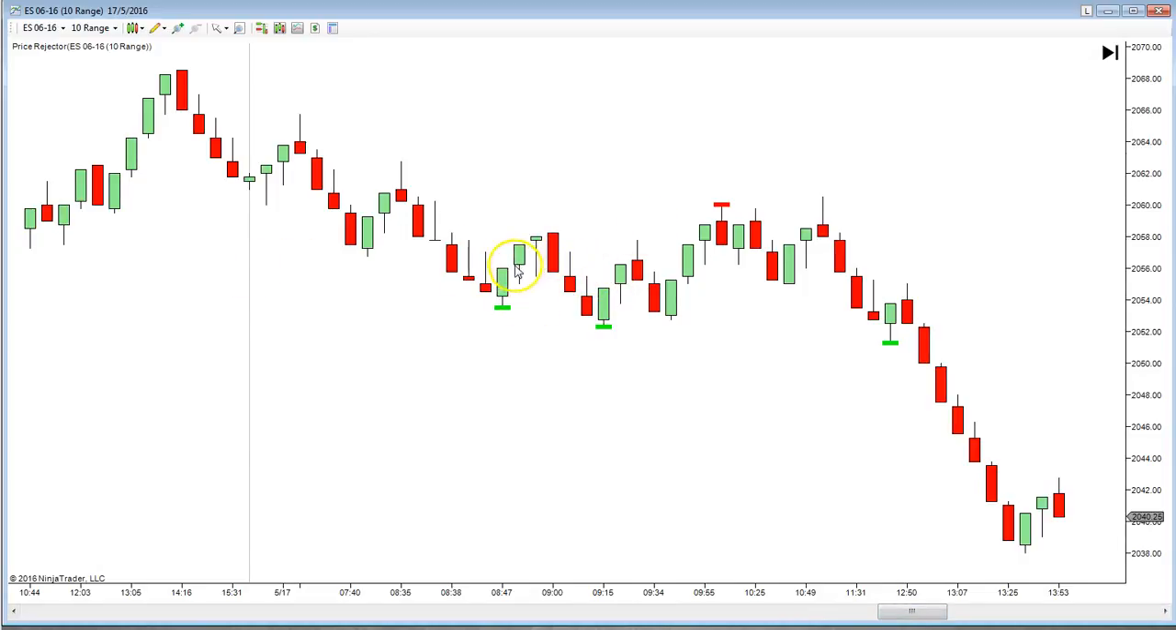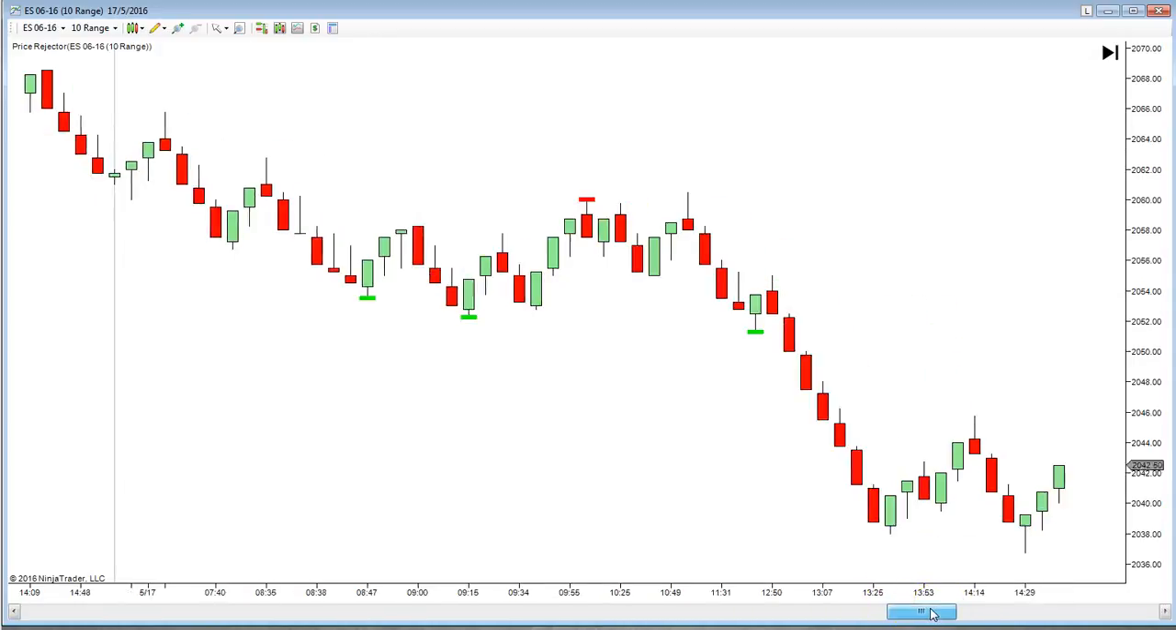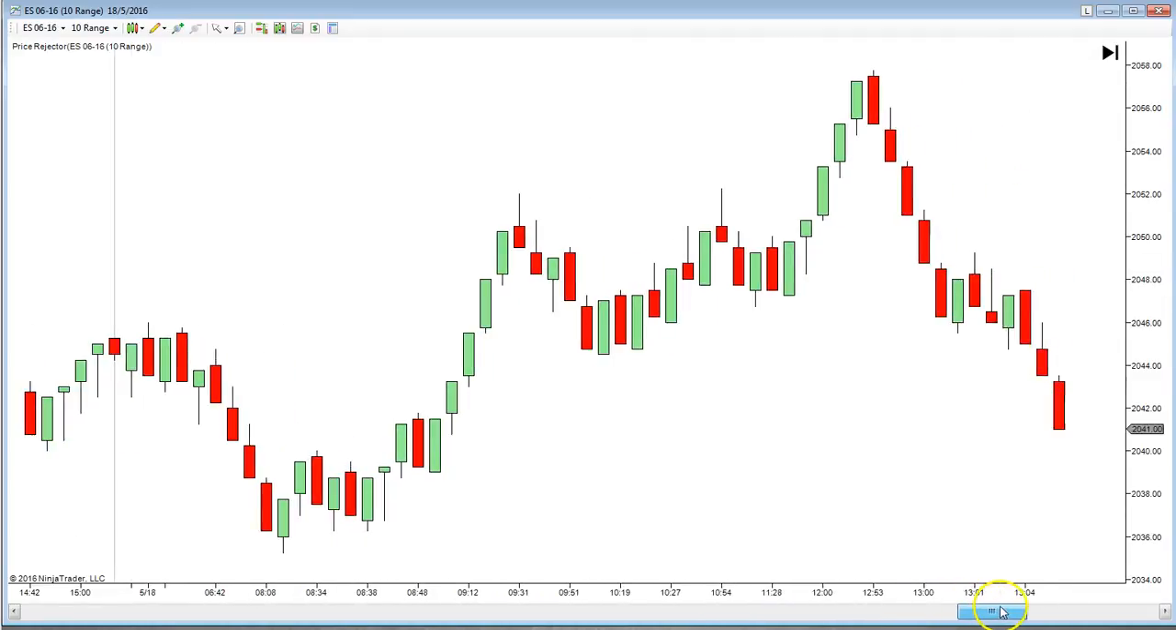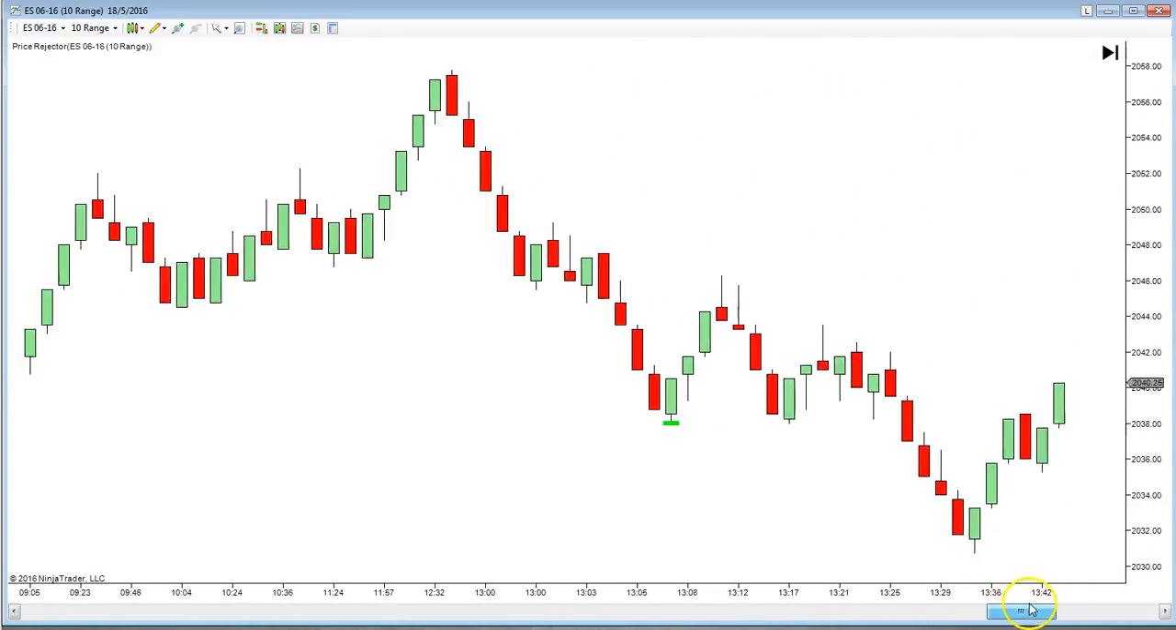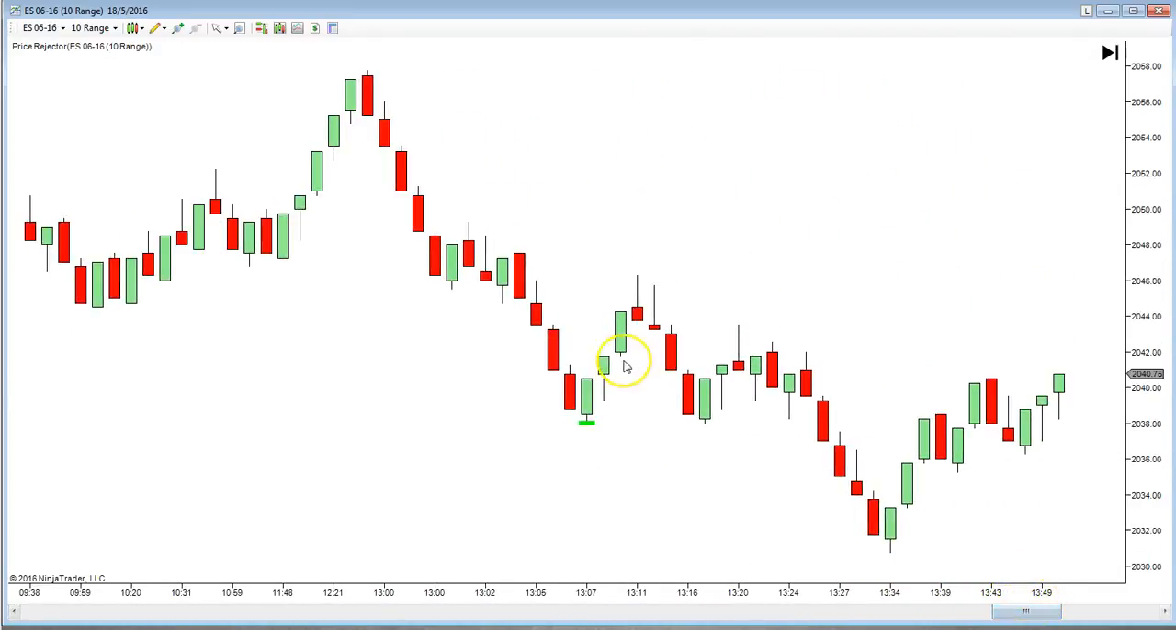Here's a couple buys. Boom, boom. Just a little bit move up. Again, a nice little move up here. We're kind of hanging around the level before we start to sell off. This one didn't work out. This is the 17th. What day is this? This is the 18th.